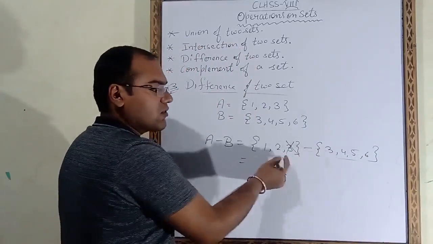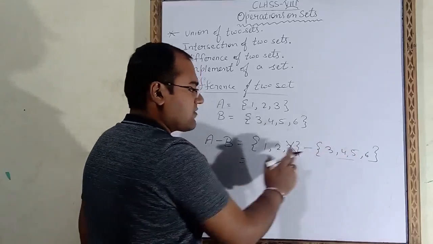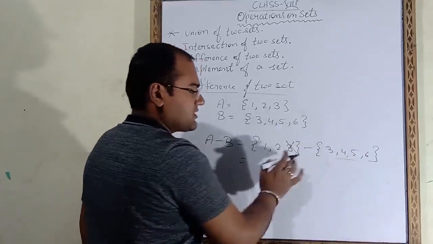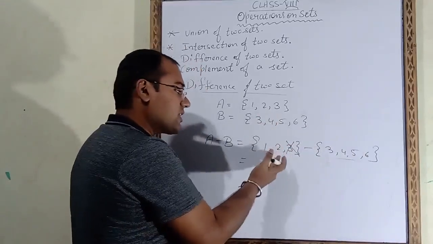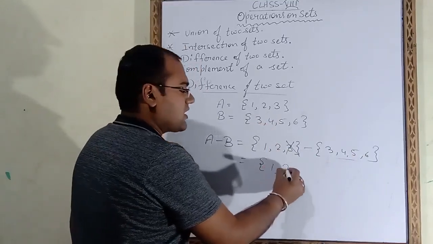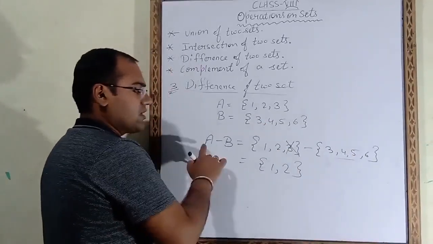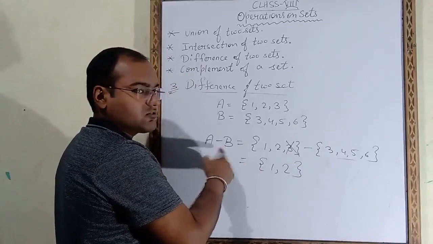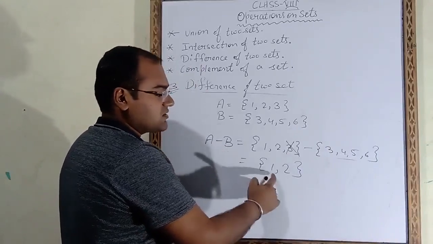We will subtract 4, but 4 is not coming. We will subtract 5, 5 is also not coming. We will subtract 6, 6 is also not coming. So what are the remaining elements here? The remaining elements are 1 and 2. So A minus B is the difference. The difference of two sets A and B is 1 and 2.